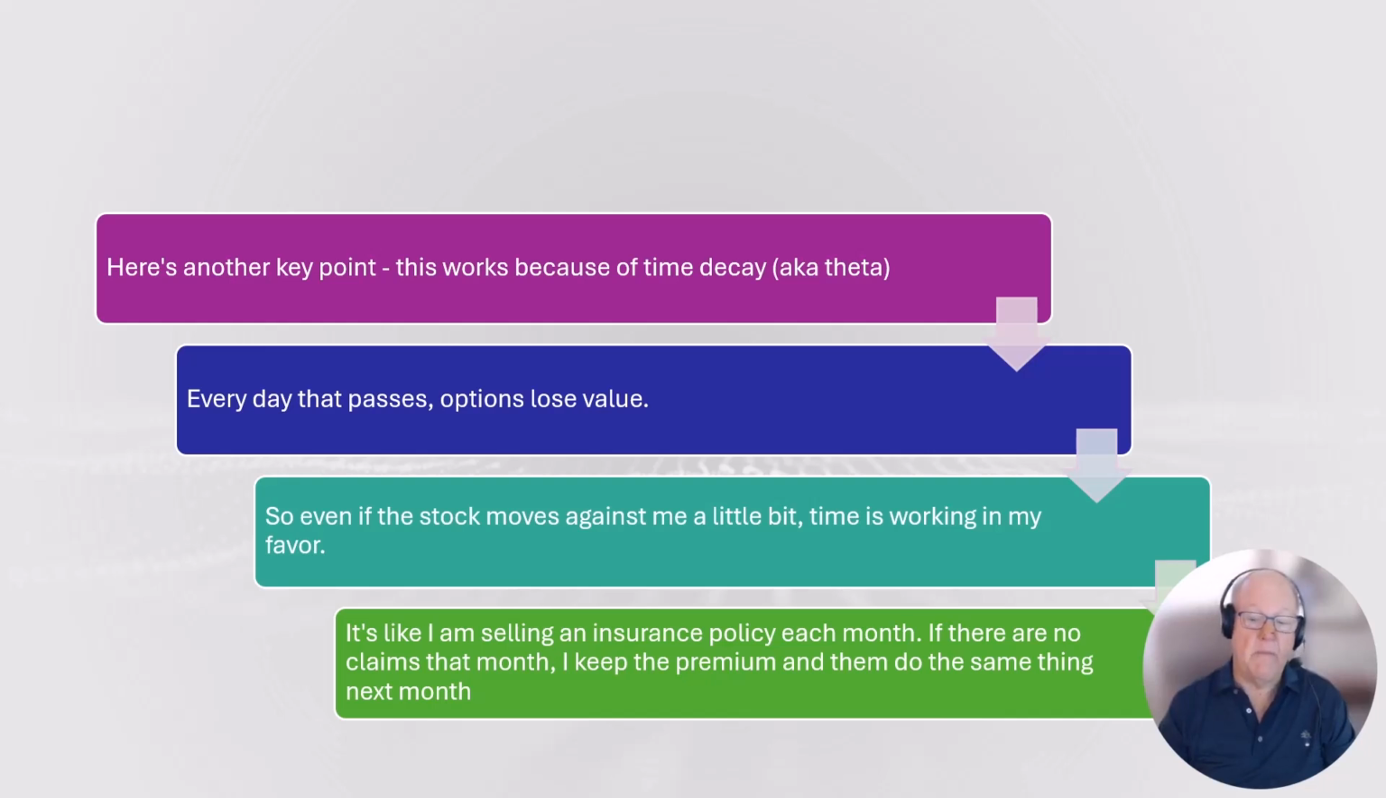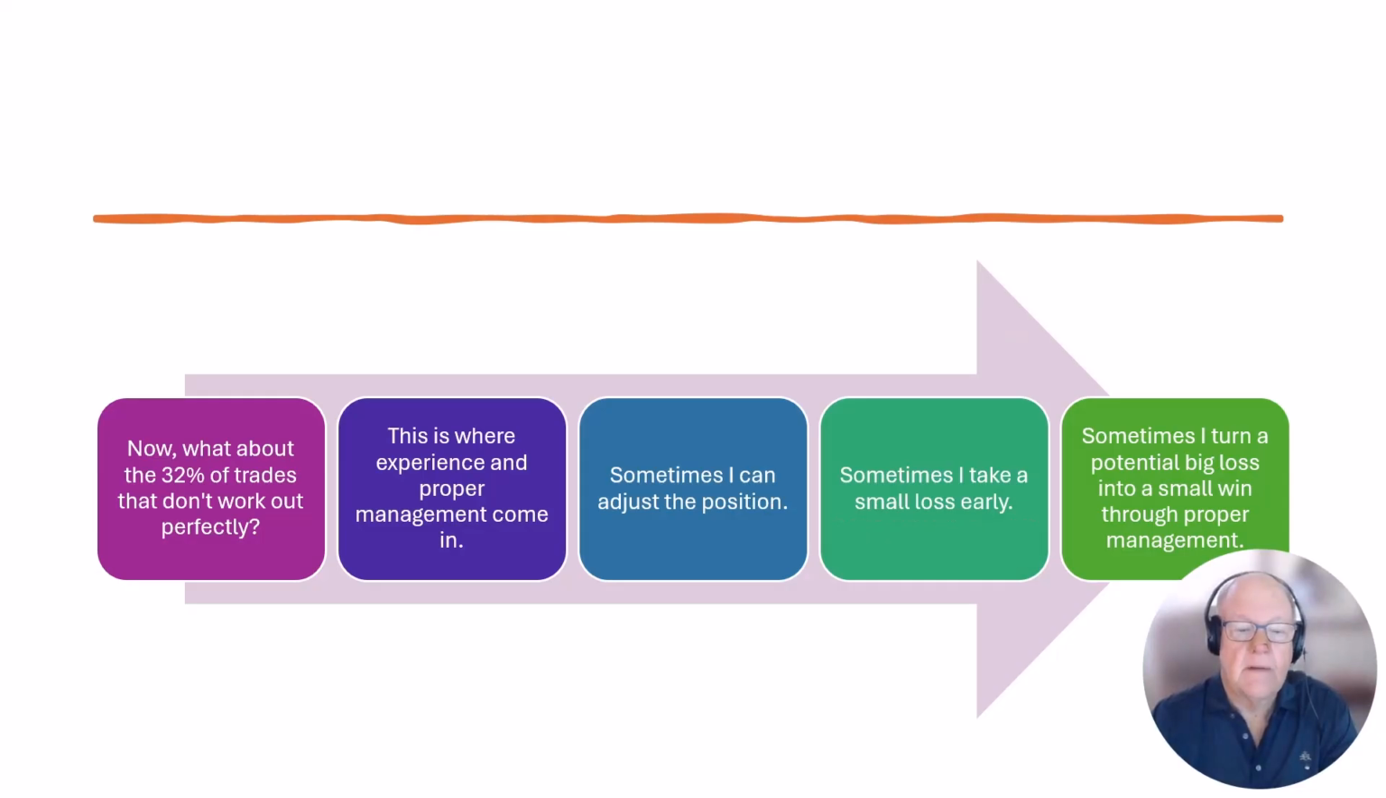Now, what about the 32% of trades that don't work out perfectly? This is where experience and proper management come in. Sometimes I can adjust the position. Sometimes I take a small loss early and redeploy the capital. That's rare, but I do that. And then sometimes I'll take a potential big loss when a stock just really blows through either one of those strikes, either the call side or the put side. It'll take me some time to manage it, but I can typically manage those back to a small win or break even through proper management.